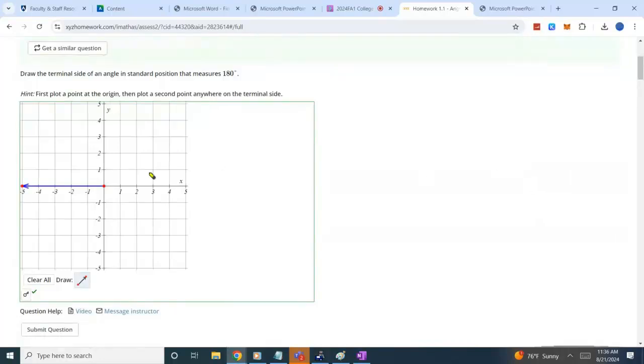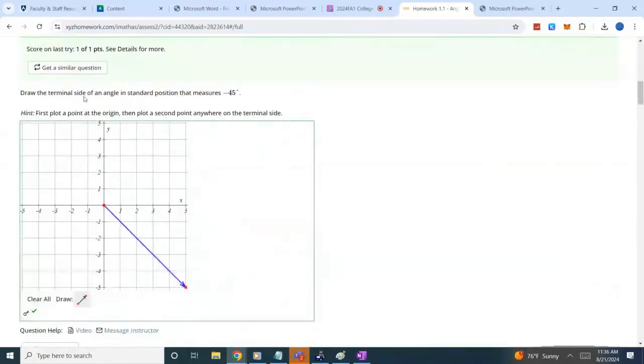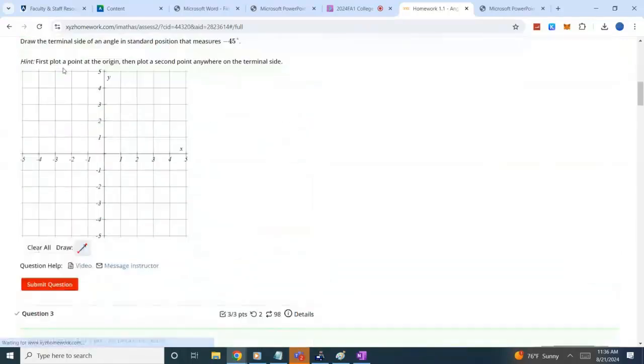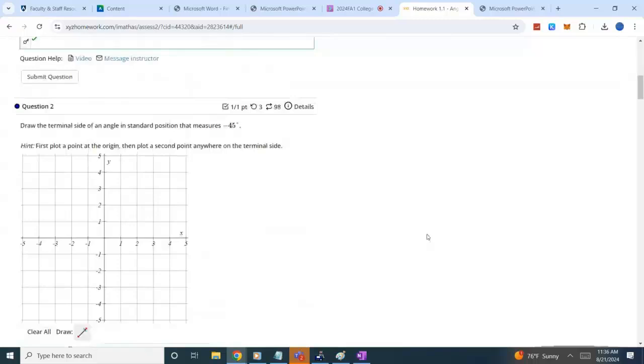And I know that's kind of confusing because you only plot the terminal side and you don't actually see an angle. All you see is a ray. All right, the second question is similar, but it deals with a negative angle.